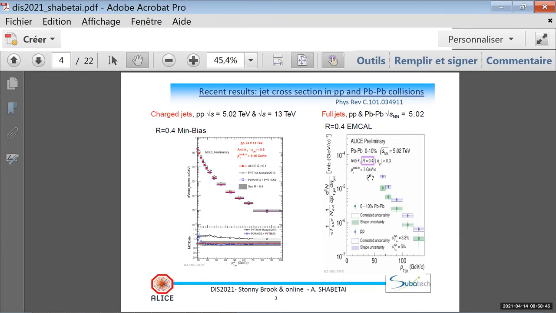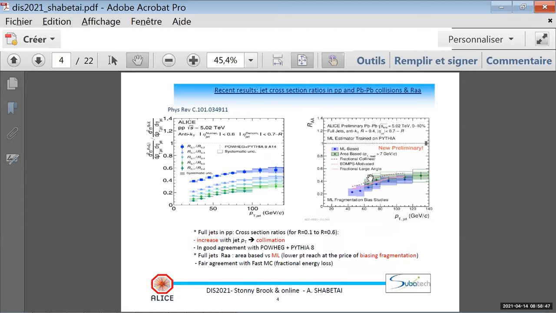Then if you take those two spectra and you divide them and normalize them by the so-called TAA factor, you get what we call the RAA, which is a measure of the density of the medium, or you can also look at energy loss using it. You have it on the right of the slide, and you can see that it is compared to some fast Monte Carlos, and it agrees quite well with fractional energy loss.